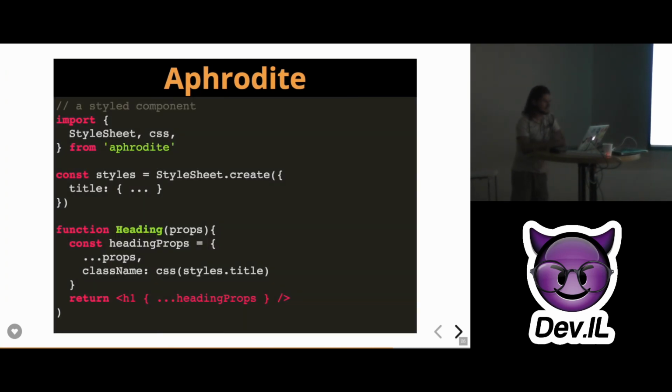Another example is Aphrodite. I'm not sure I'm pronouncing the name correctly. Basically, this one uses JavaScript objects syntax, and it's basically the same idea. So you have a class which is title, or it's not a class. It's actually a property because again we don't care about classes. We care about styling, and then you just call it like this for a class name, and it's generated for you. You don't care what's written there. You only care about styling.